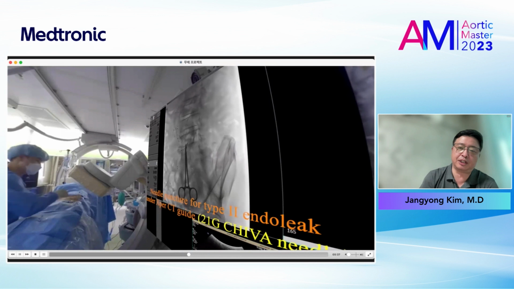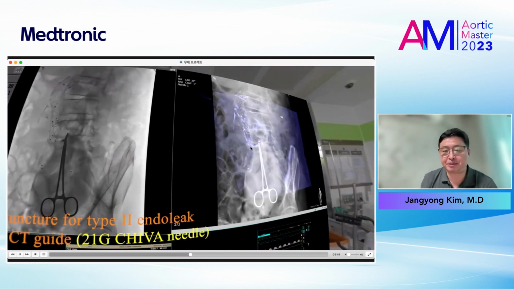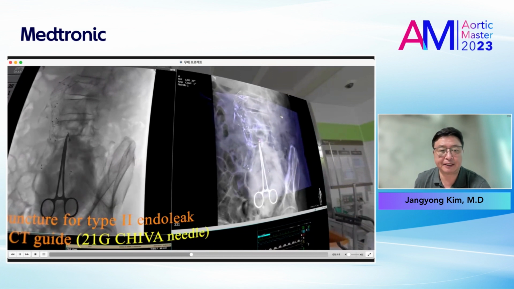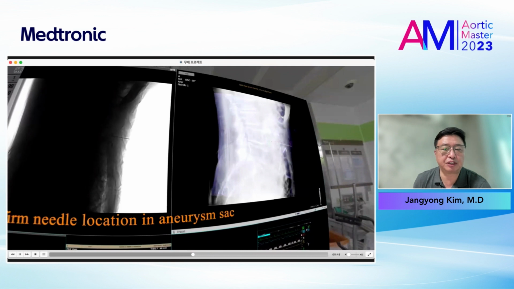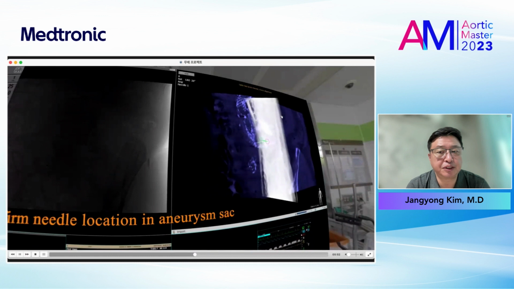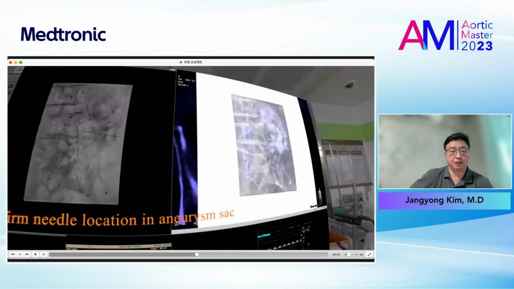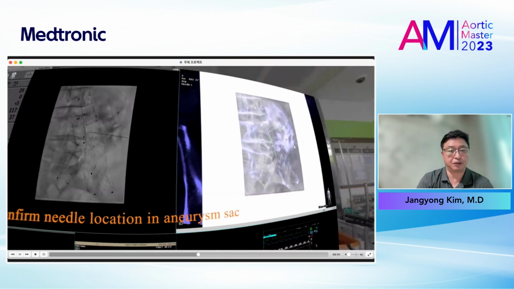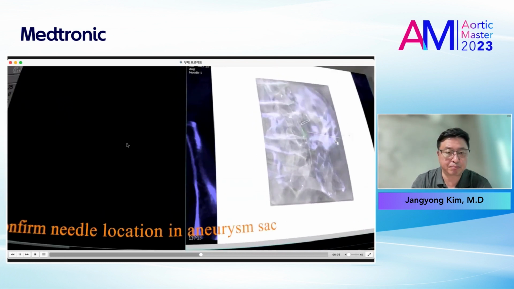We just follow the target line from the convexity scan. And then we switch to CT to localize the target lesion. And we found that there is a patent type 2 endoleak here.